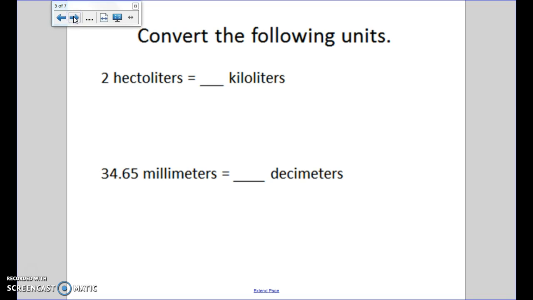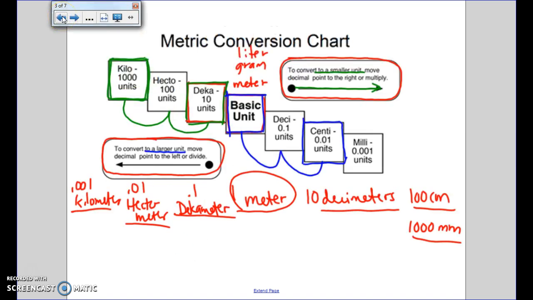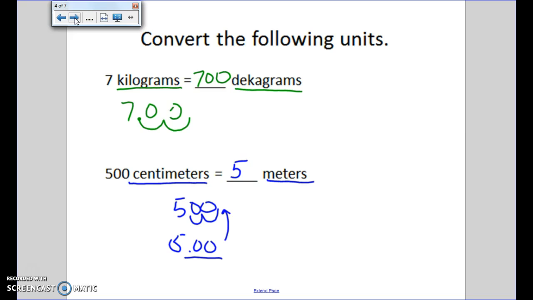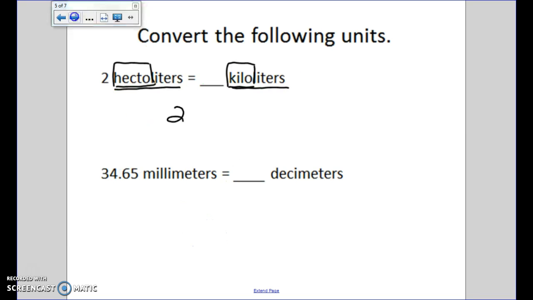Let's take a look at the next one here. I'll do that one in just black ink. We're going to hectoliters to kiloliters. And so I'm really just looking at this prefix here at the front, hecto to kilo. And so I have hecto, and I'm moving 1 over to kilo. 1 over to the left. I'm converting to a larger unit, getting larger. So I'm going to move the decimal place to the left. And so if I'm starting with 2 and my decimal place is at the end, I'm going to move it 1 to the left. 0.2, or 2/10ths of a kiloliter will be the same.